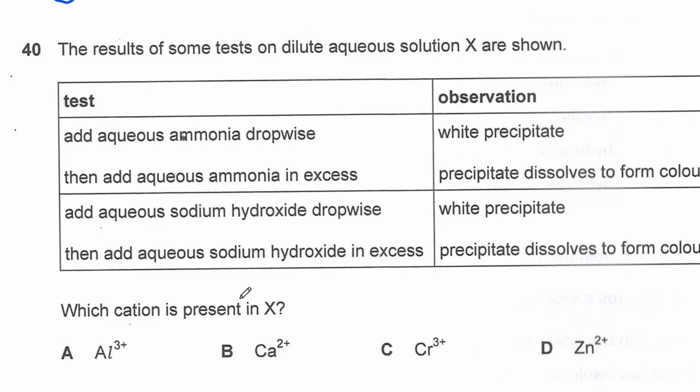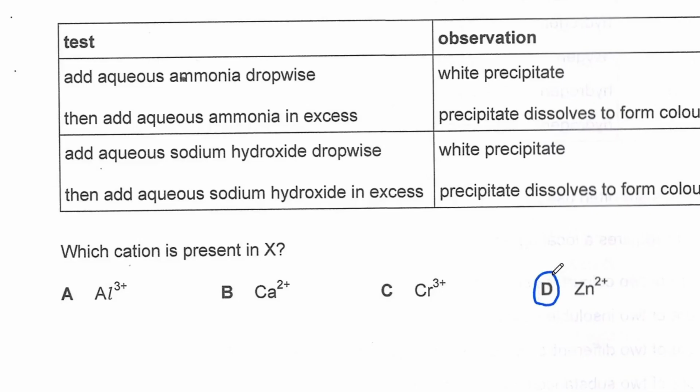Question 40. The results of some tests on dilute aqueous solution X are shown. We have test and observation. Which cation is present in X? So X is a dilute aqueous solution. From the test and observation, the answer is D, which is zinc ion. Why is it zinc ion? Because zinc ion forms a white precipitate soluble in excess ammonia and sodium hydroxide. And this is what we have here. Add aqueous ammonia. Look at what we have, white precipitate. The precipitate dissolves to form a colorless solution. And when you add sodium hydroxide in excess, the white precipitate dissolves to form a colorless solution. And this will indicate the presence of zinc ion. So the answer is D, zinc ion.